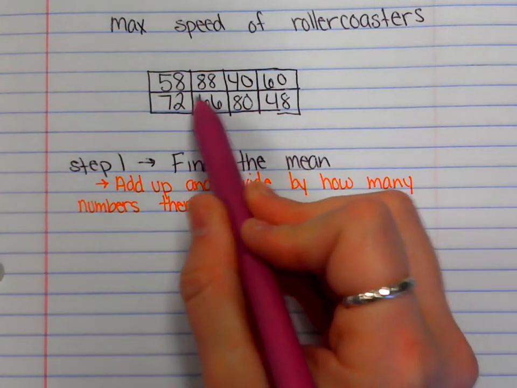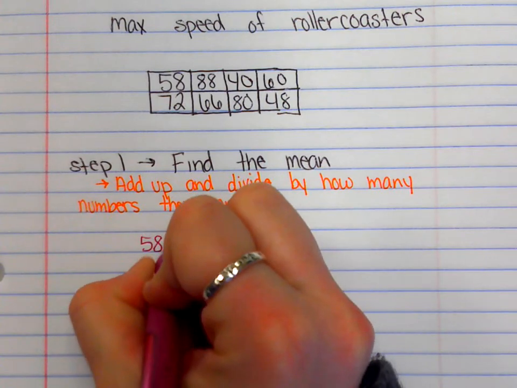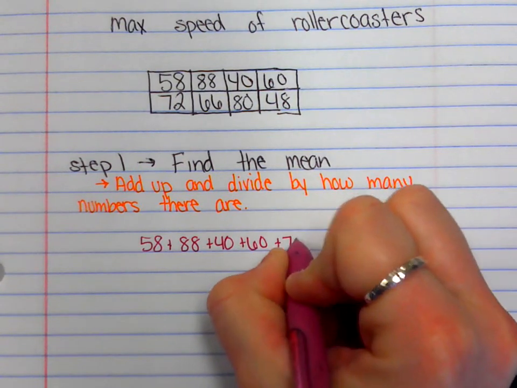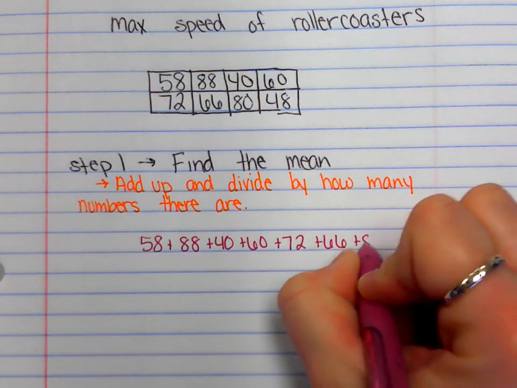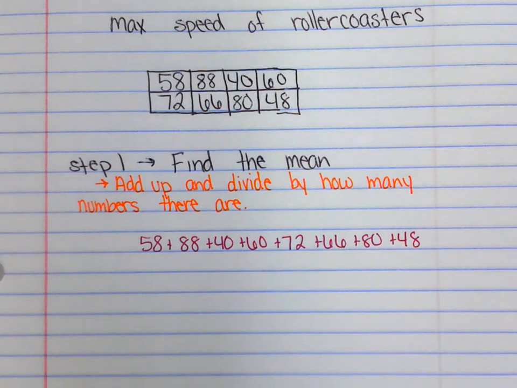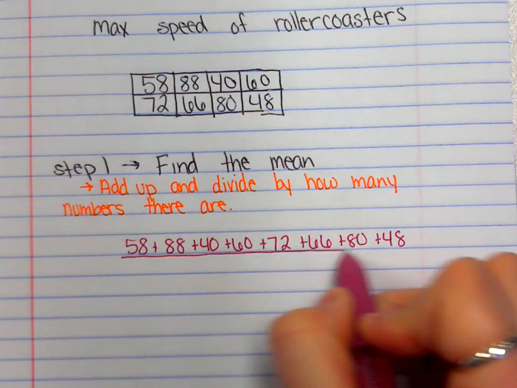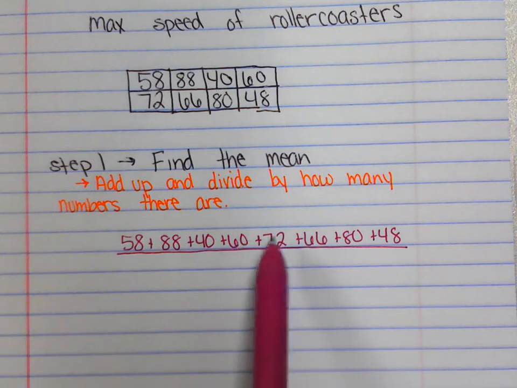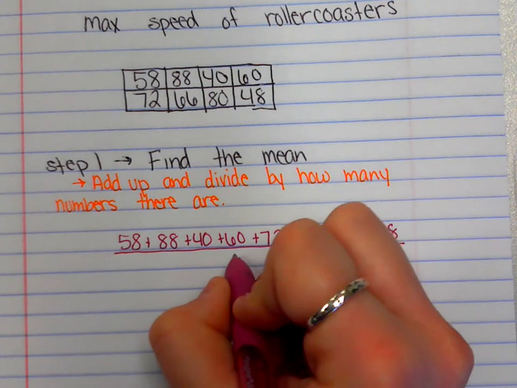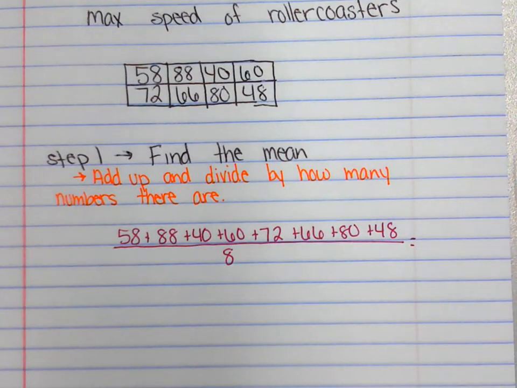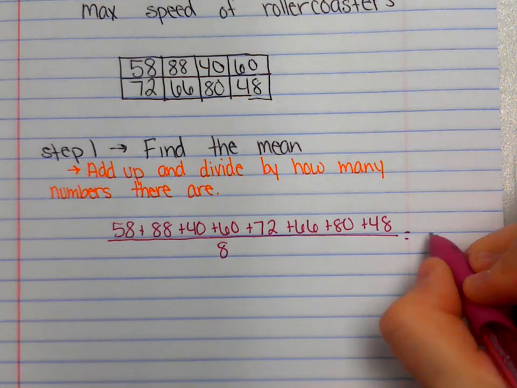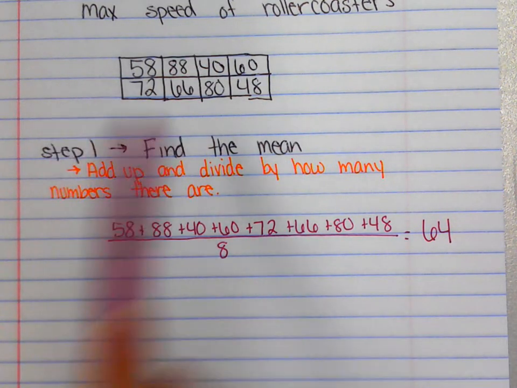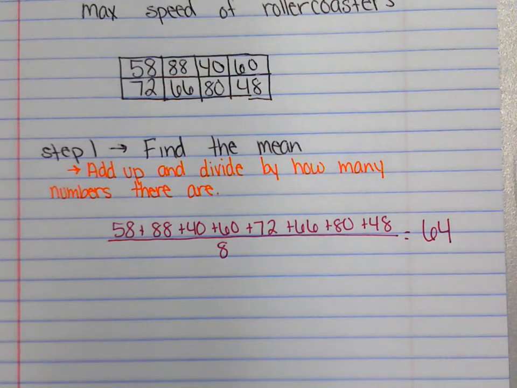So I'm going to take my data, and I'm going to add all the numbers together. And please use your calculator when you are doing this. So there's all my numbers. I'm going to add them all up, and then I'm going to take that amount and divide by how many numbers there are. 1, 2, 3, 4, 5, 6, 7, 8. So it'll be dividing by 8. And with the movie magic that I have, I can tell you that this answer is 64. So the mean, or the average, of this data set is 64. And step one is done.